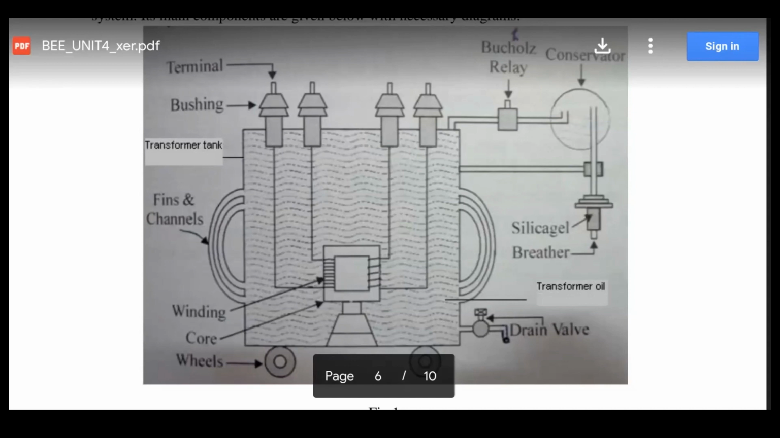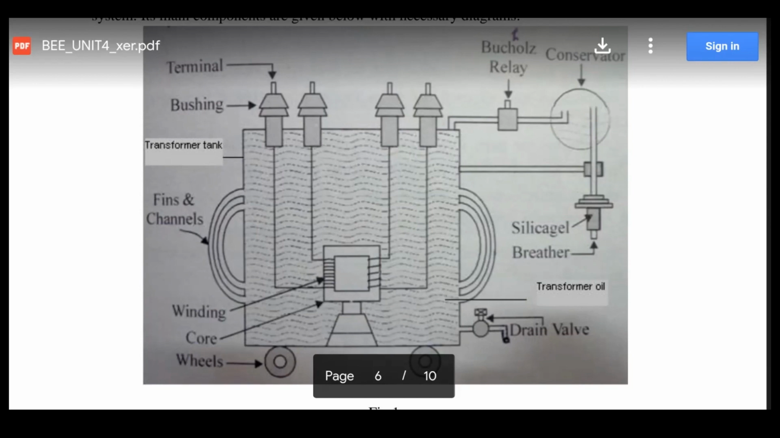Okay, so these aluminum windings are of different radius, and they are varnished again to reduce the eddy current losses. Okay, so what is the purpose of these wheels? These wheels run on the rails.